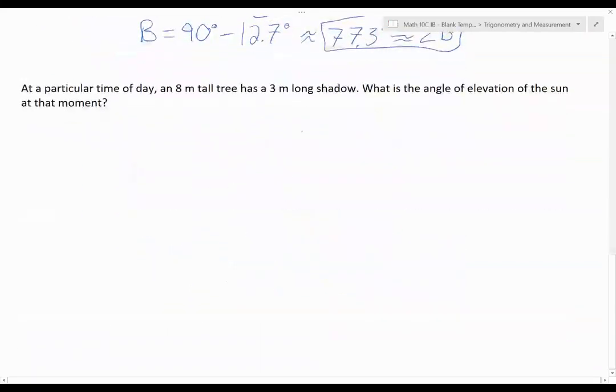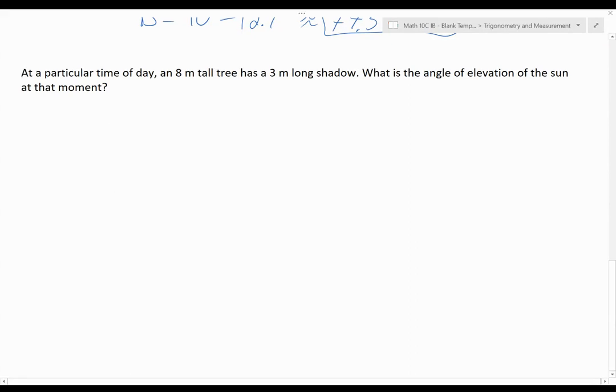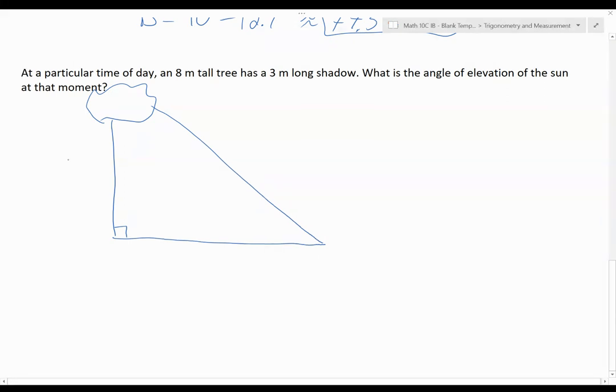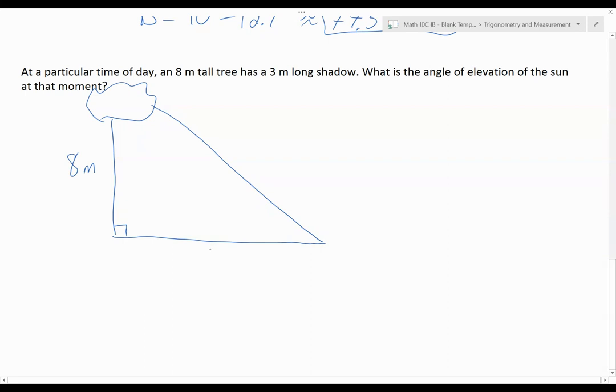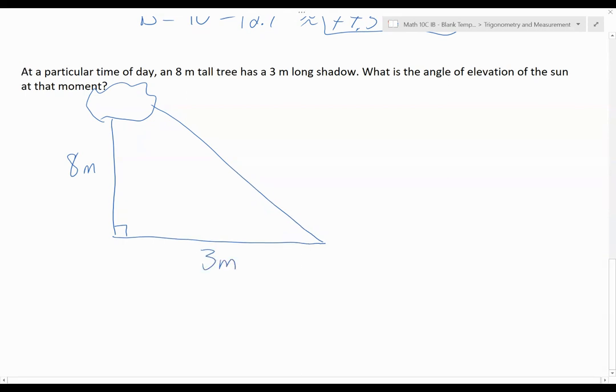And finally, we can have contextual problems. So let's say at a particular time of day, we have an 8-meter tall tree. It has a 3-meter long shadow. We're going to assume this tree is perpendicular to the ground. The shadow of the tree is along the ground. So this is an 8-meter tall tree. This is its shadow, which is 3 meters long. What is the angle of elevation of the sun at that moment?